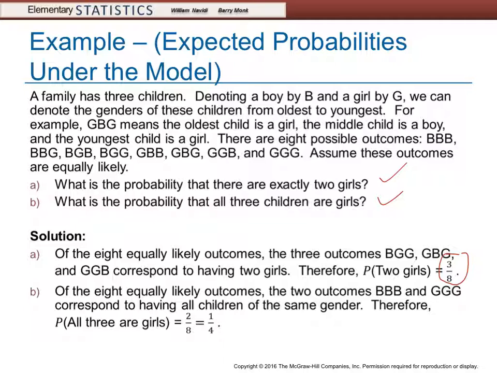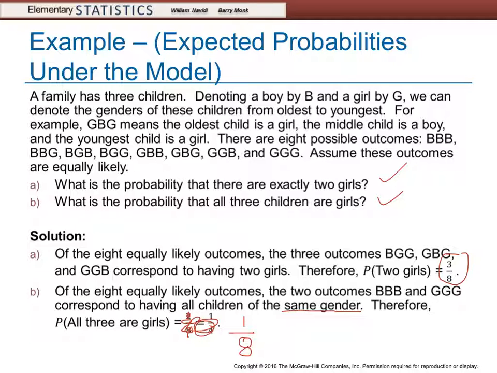Of the 8 equally likely outcomes in part B, the 2 outcomes BBB and GGG correspond to having all children the same gender. Therefore, the probability that all 3 are girls is really 1 over 4, right? Well, actually, that should be 1 over 8 in this particular case. This is wrong. It's 1 over 8 of having all girls. Okay?